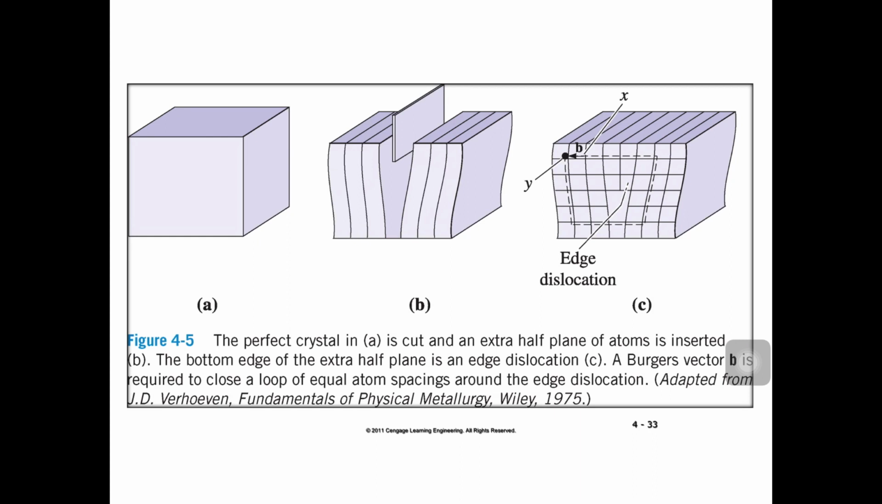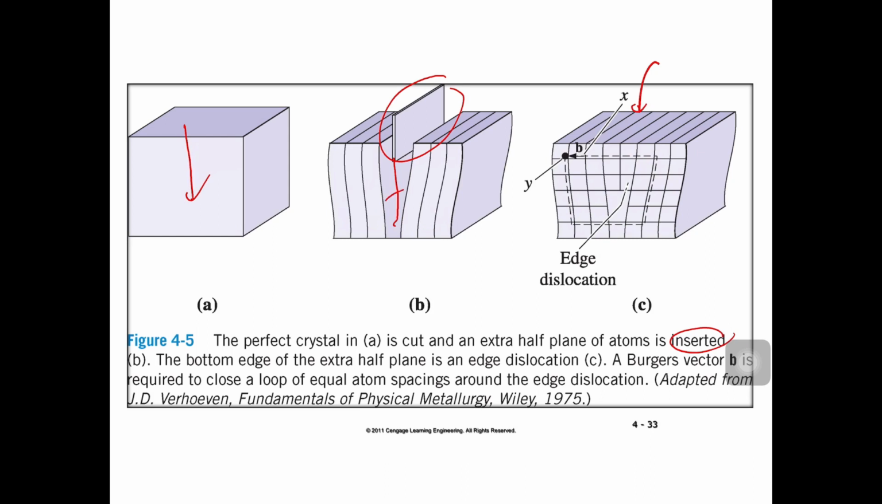This diagram shows you how the edge dislocation happens. Look at A. It is a perfect crystal. And then for B, it is cut and an extra half plane is inserted. For the perfect one, they cut in the middle. Cut in the middle, or the half plane is inserted. You insert the other plane, not full, only half.